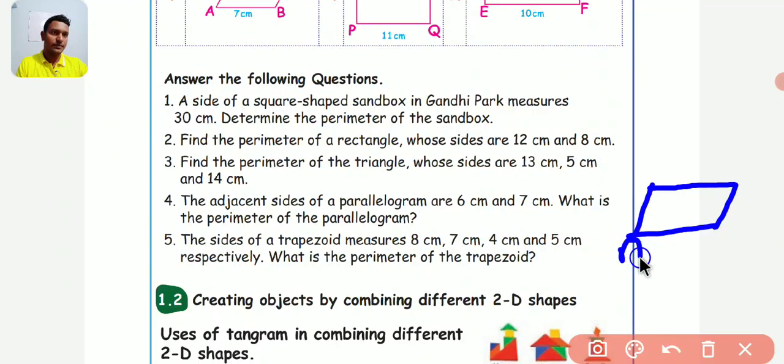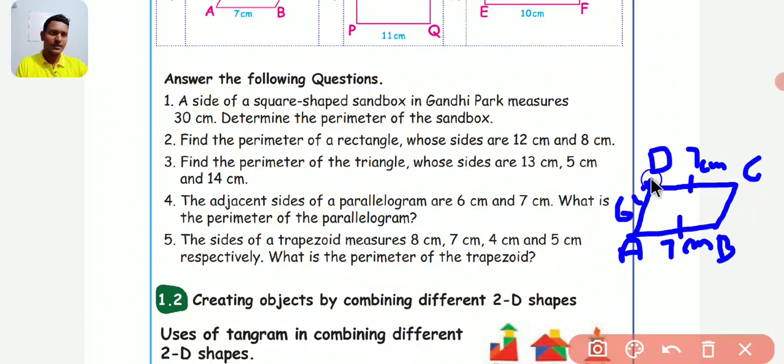This side is A, B, C and D. Adjacent sides of the parallelogram are 6 centimeter and 7 centimeter. This is 7 centimeter. This side is adjacent to this side, therefore this is also 7 centimeter. Next one, 6 centimeter. This side is adjacent to this side, therefore it is also 6 centimeter. Okay, students, now you have to add all the sides, and you will find the perimeter.